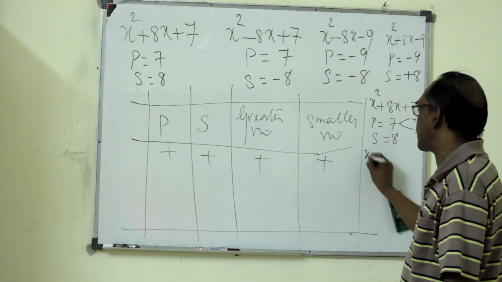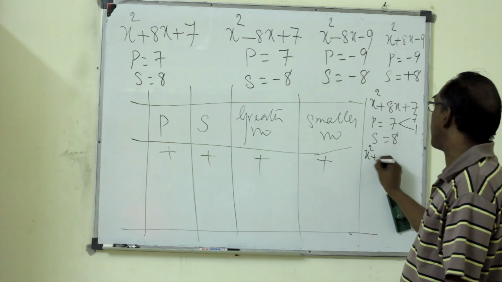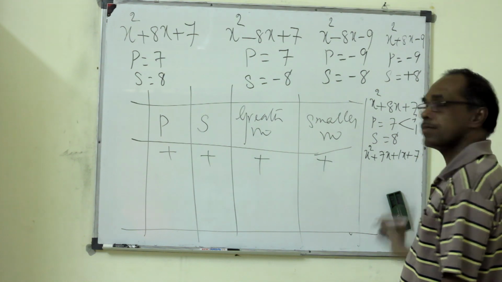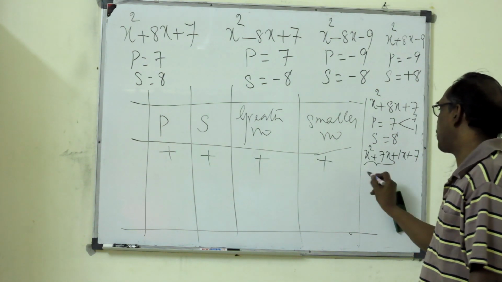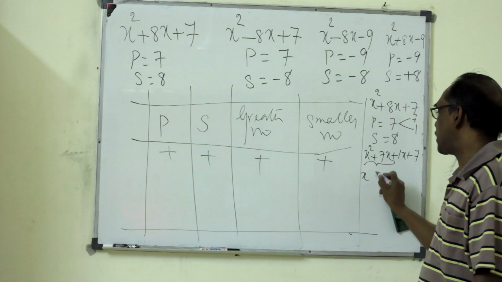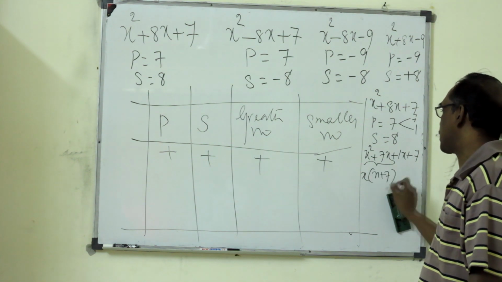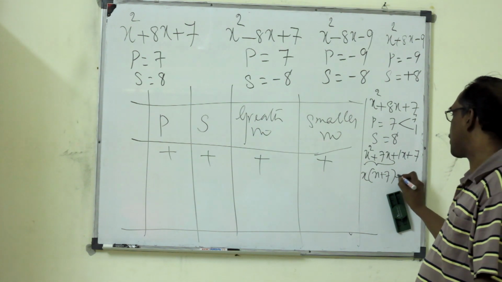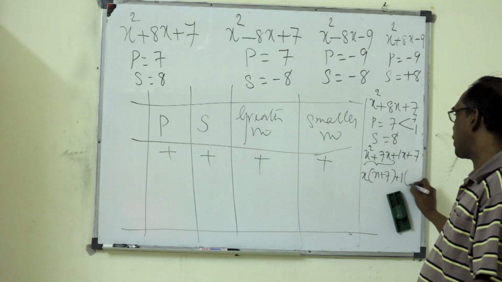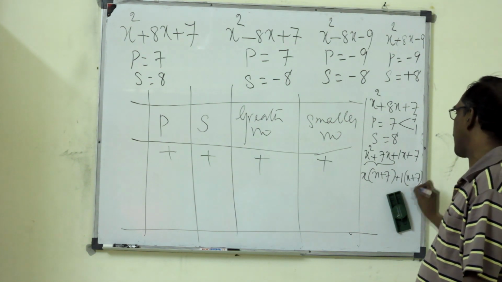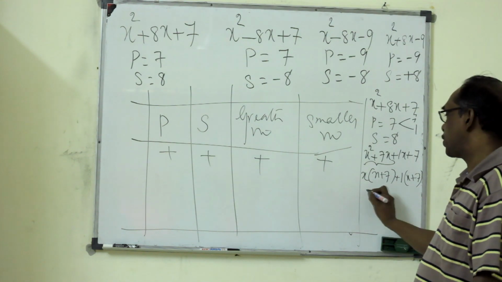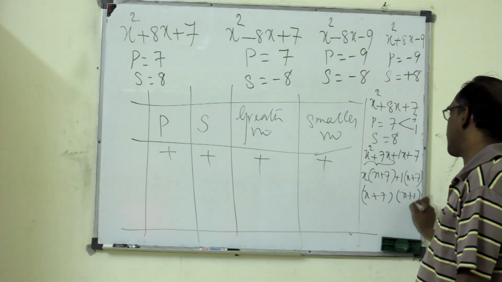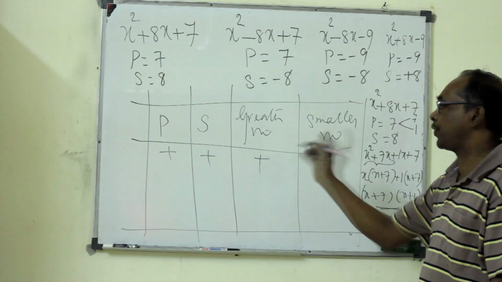Now we factorize it as I discussed in the previous one. x square plus 7x plus 1x plus 7. Now from these two terms, what is common? x is common. What is left? x plus 7 is left. Now you always take the third sign, that is plus. What is common? 1 is common. What is left? x plus 7. Now what is common between these two terms? x plus 7, and what is left is x plus 1. This is the factorization. The first case is over.